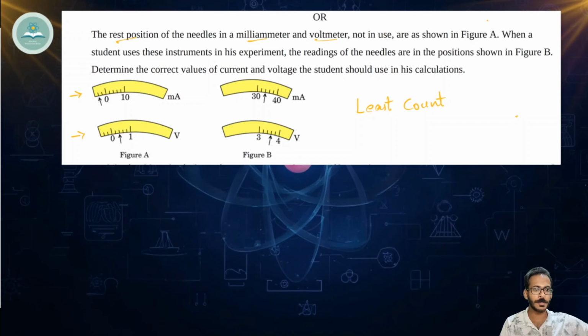Let's continue. When a student uses these instruments in his experiment, the readings of the needles are in the positions shown in figure B. For the milliammeter this is the reading, and for the voltmeter this is the reading. Now determine the correct values of current and voltage the student should use in his calculations. So let's think here. Already this pointer is 2 steps backward, so when he takes the reading also, this pointer will be automatically 2 steps backward.